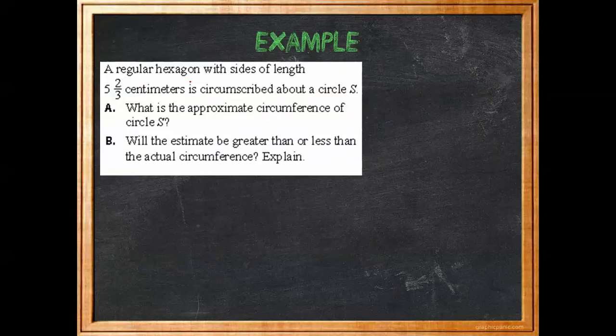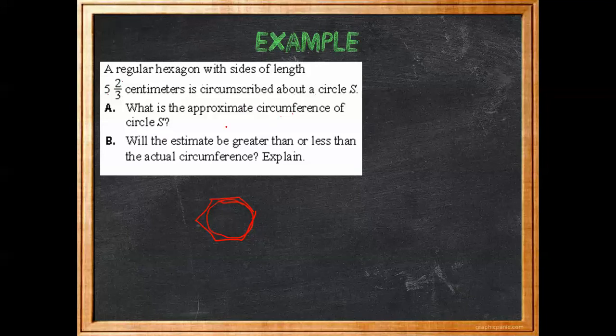Okay, here it says a regular hexagon with side lengths of 5 2/3 centimeters is circumscribed about a circle S. What is the approximate circumference of circle S? Okay, so remember a hexagon has 6 sides. So here we have 1, 2, 3, 4, 5, 6, and then we have a circle that's inside of it. Pardon my horrible drawing.